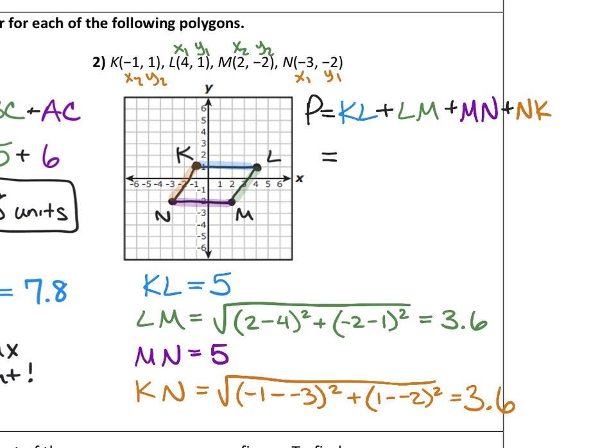Okay, if we take all of these side lengths that we found and plug them into the perimeter formula, we would have 5 plus 3.6 plus 5 plus 3.6. If we calculate that, what is the perimeter of this parallelogram?